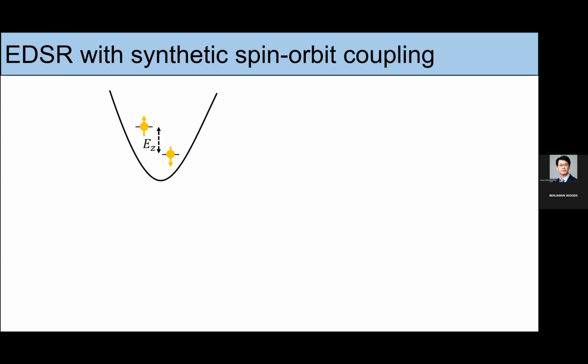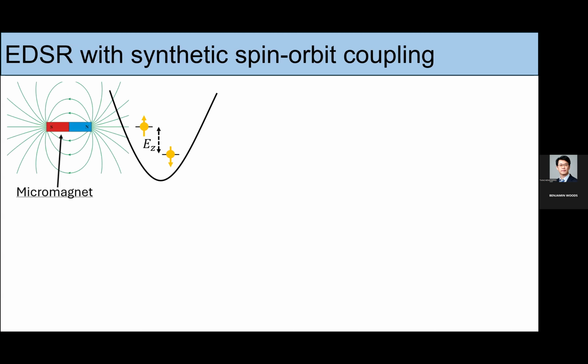The most popular way, actually Mark started talking about it at the end of his talk, is using a micromagnet. Okay, and this is what I would call electric dipole spin resonance with what's called synthetic spin-orbit coupling. Okay, so just to explain what this means, let's just imagine we have our single electron spin qubit, right? And we've applied a magnetic field that gives us some Zeeman splitting shown here. What we can now do is immerse this dot in some inhomogeneous magnetic field by putting a micromagnet nearby.